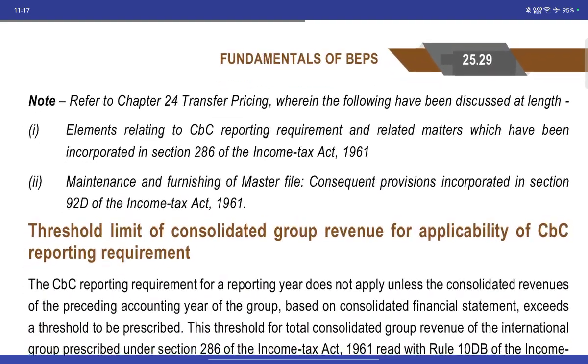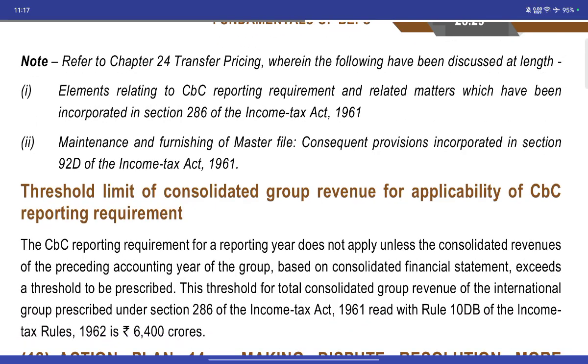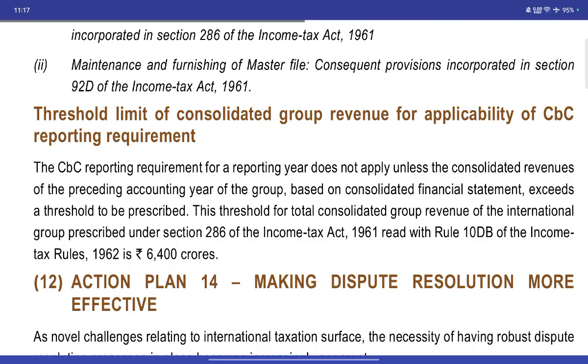Refer to chapter 24, Transfer Pricing, where the following will be discussed at length. Elements relating to country by country reporting requirements and related matters are incorporated in Section 286 of the Income Tax Act 1961. Maintenance and furnishing of the master file: consequent provisions are incorporated in Section 92D of the Income Tax Act 1961. Threshold limit of consideration.